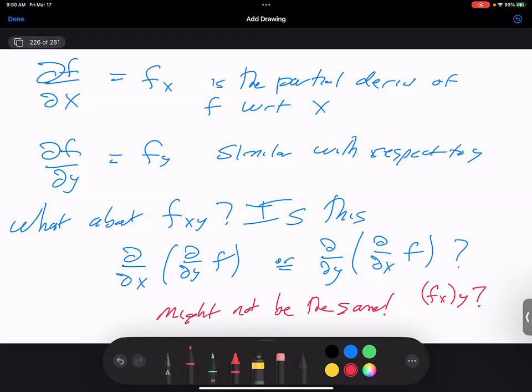And it turns out as long as the function f is nice, they're the same. So if these two partial derivatives are continuous, then they're equal. Oh, okay. So as long as I work with nice functions, it doesn't matter. If I don't work with nice functions, then I have to be careful.